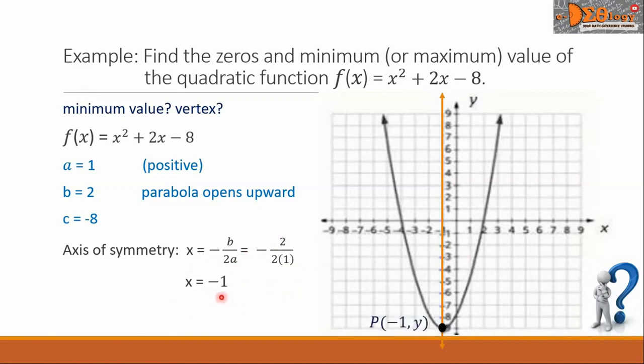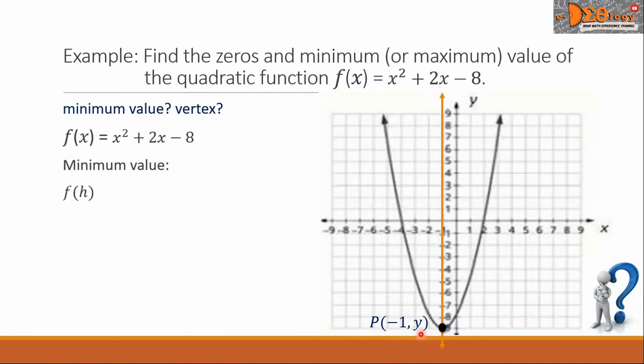And this negative 1 value is the same value as the abscissa of our vertex. So in here, the point (negative 1, y) is the coordinates of our vertex. Later, we will get the value of y. Now, let us compute for the minimum value by evaluating this f of h. This h is the abscissa of our vertex. So we have f of negative 1.